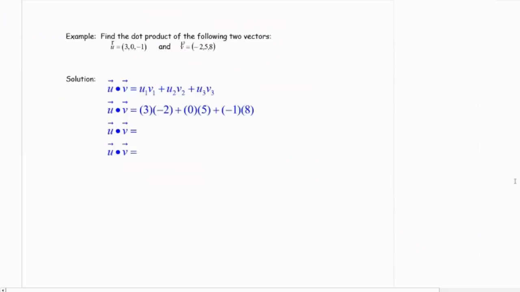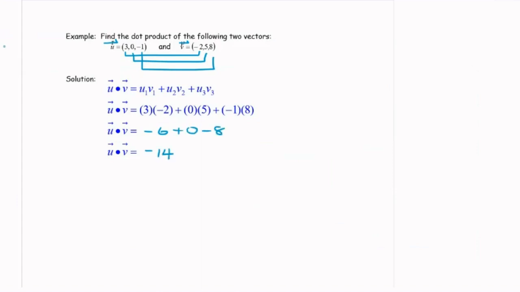Let's look at this with an example. If we have vector U with components 3, 0, -1, and vector V with components -2, 5, 8, you can multiply. So then you get the 3 and the -2 multiplying. You get the 0 and the 5 multiplying, and you get the -1 and the 8 multiplying. So this becomes -6 plus 0 minus 8. So -14 is going to be your dot product.